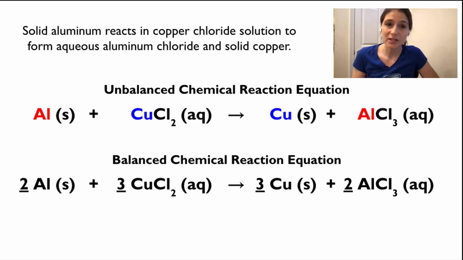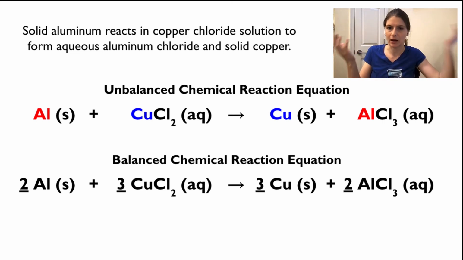This is a single replacement reaction because notice aluminum starts off on its own, single. Copper starts off in a compound with chloride. After the reaction happens, aluminum and copper have switched places. Copper is now on its own. Aluminum is now in a compound with chloride in our reaction formula.